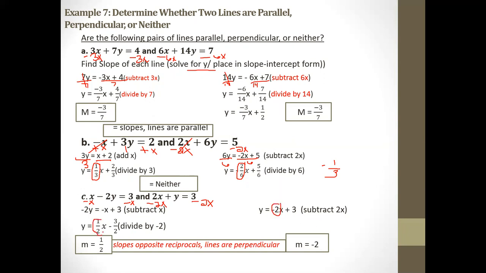So how do these slopes relate to each other? They're negative and positive, so they're opposite signs. And they're also reciprocals of each other. If you flip these two fractions, you'll get reciprocals. Therefore, these lines are perpendicular. And that concludes our notes.